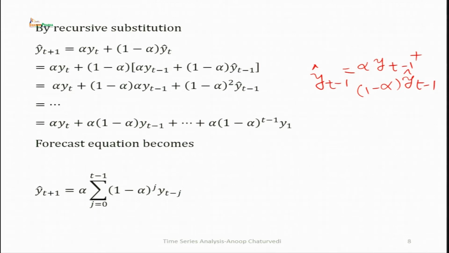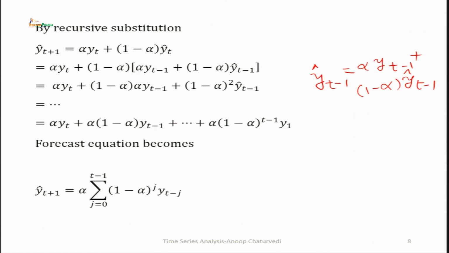Then you will obtain the next step as alpha y t plus 1 minus alpha into alpha y t minus 1 plus 1 minus alpha square into alpha y t minus 2 plus 1 minus alpha cube into y hat t minus 2, and so on. You proceed recursively. At last you get this expression: alpha y t plus alpha into 1 minus alpha y t minus 1 plus so on plus alpha into 1 minus alpha to the power t minus 1 y 1.